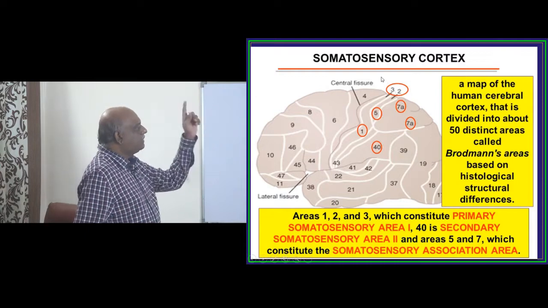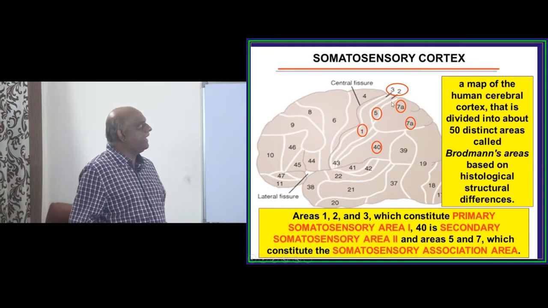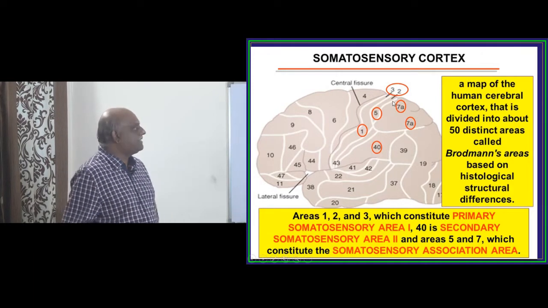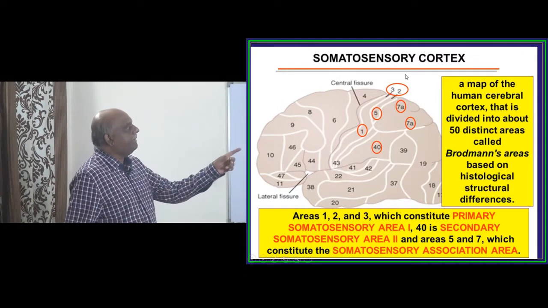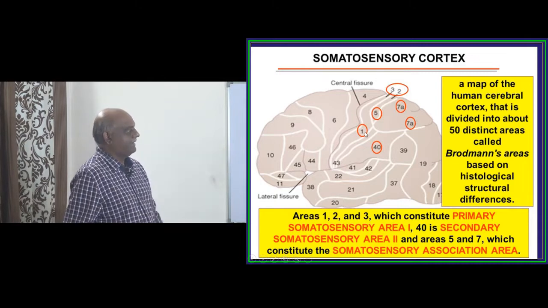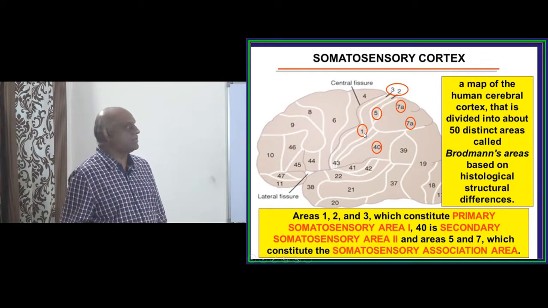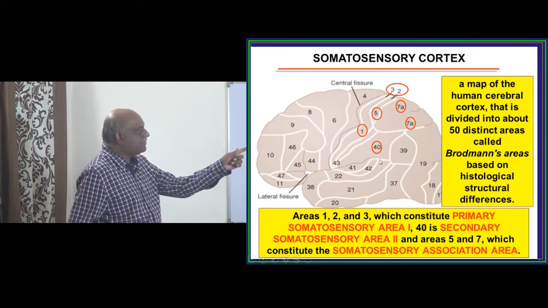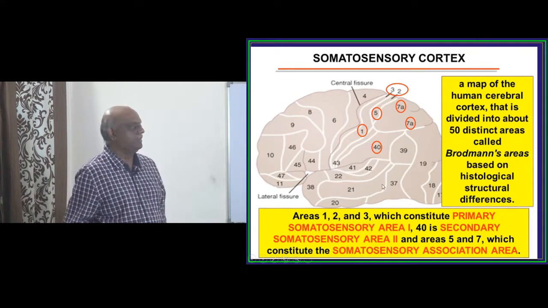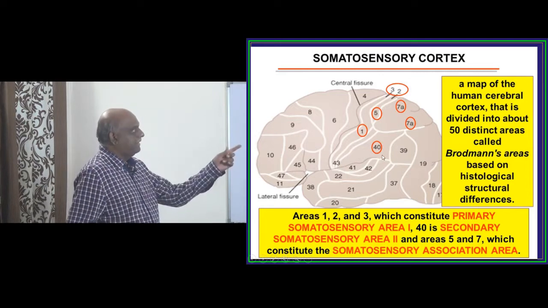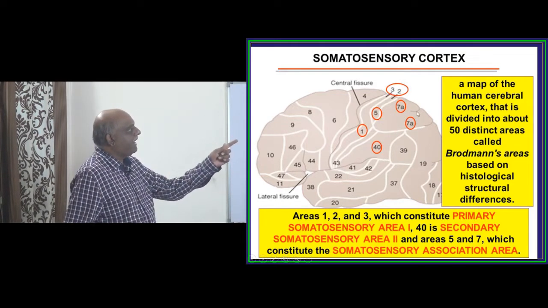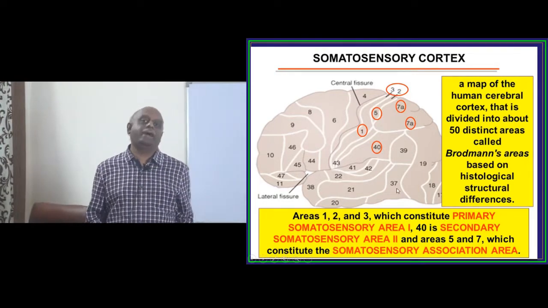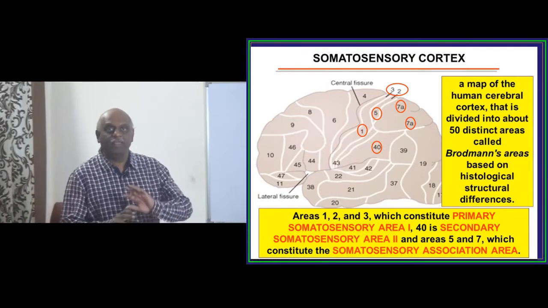Area 1, 2, 3. What is this called as? Area 1, Area 2, Area 3. That is basically called primary somatosensory area 1. Then you have the area 40, which is called secondary somatosensory area 2. And the Brodmann 5 and 7, they are called the somatosensory association area. This is what you have to be very clear about.